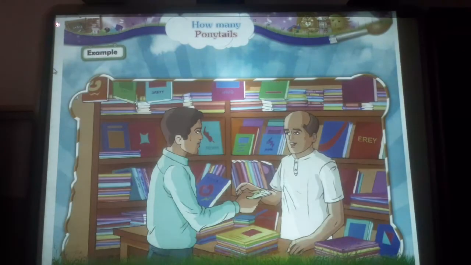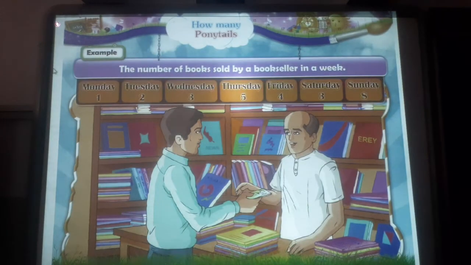The following example shows the number of books sold by a bookseller in a week. Monday, 1. Tuesday, 2. Wednesday, 3. Thursday, 5. Friday 4, Saturday 3, Sunday 8.